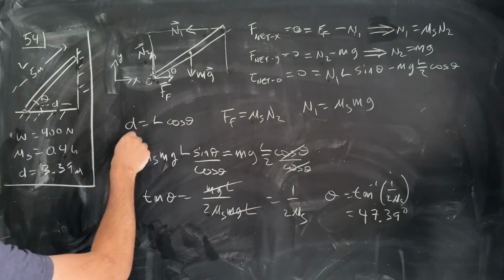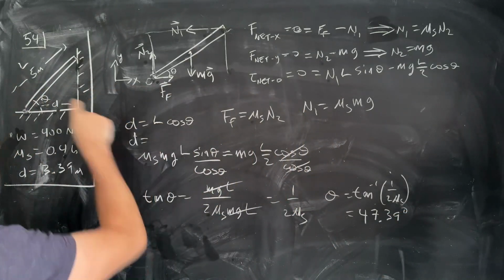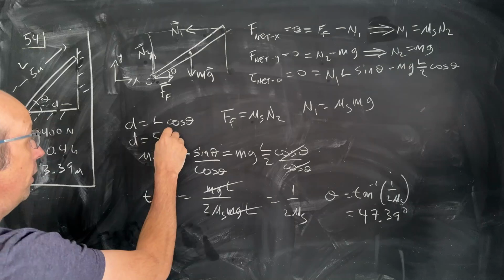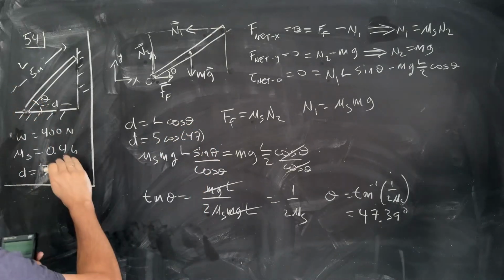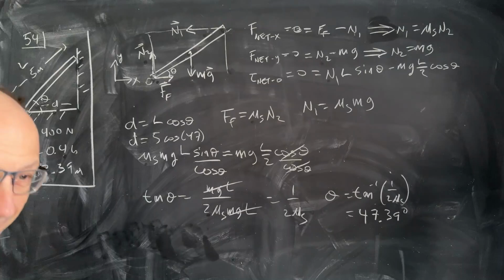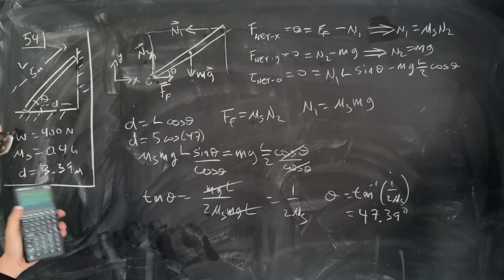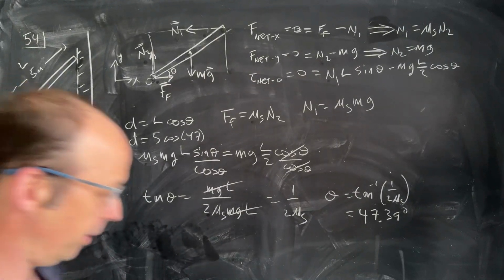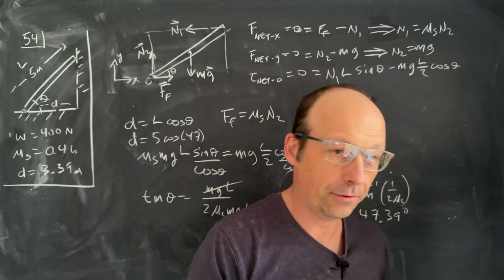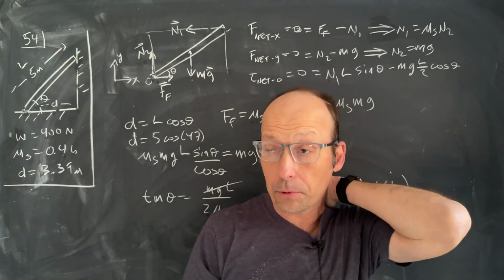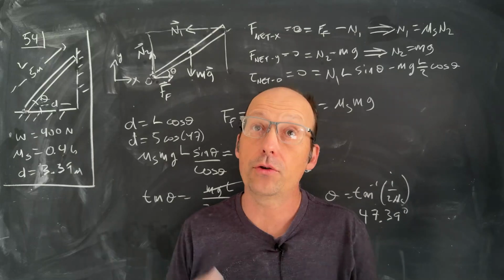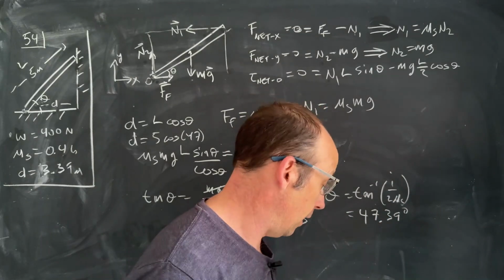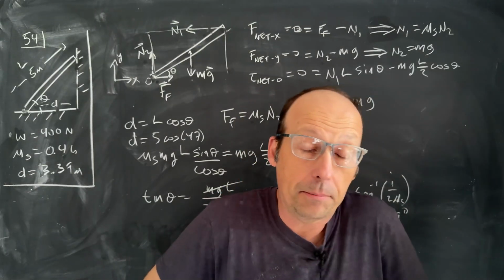Now I can go back over here. D is going to be, the length of the ladder is 5, cosine 47. I already did it before, and I had a technical error, so I left it in there. 3.39 meters is the answer. So there you go. I think it's a pretty good basic equilibrium problem. You can definitely get things that are more complicated than that, but that's where we are.